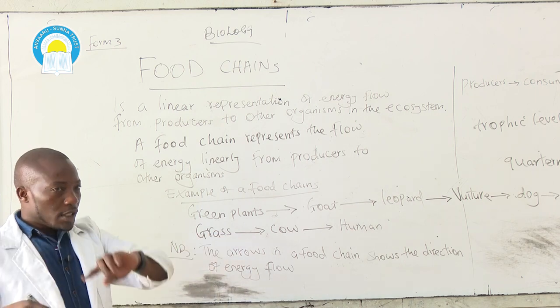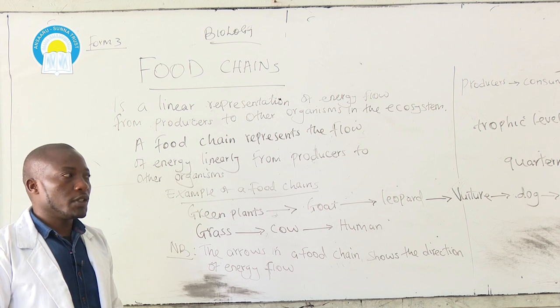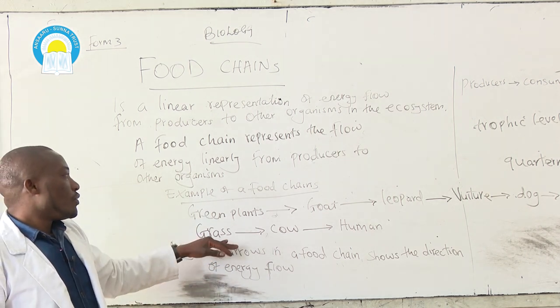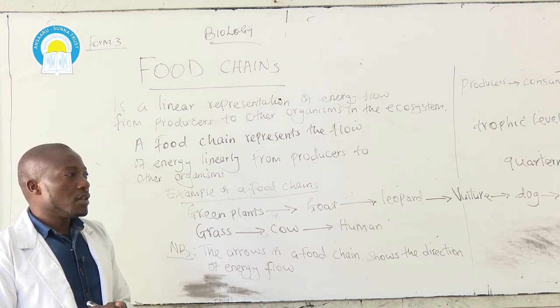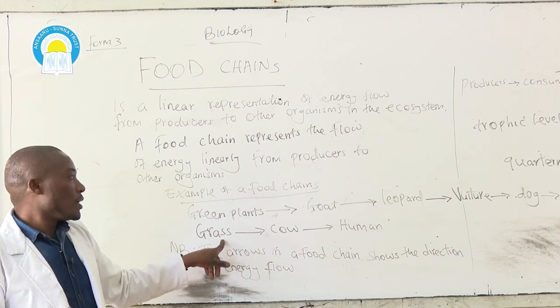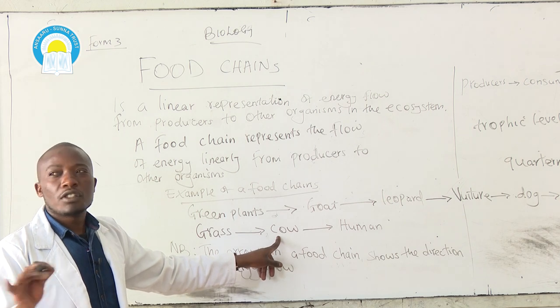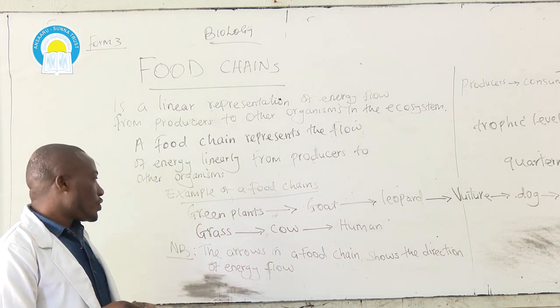That one you check in my presentation in Form 1. I started that topic, nutrition in plants and animals. So that process of photosynthesis. The grass being eaten by the cow being eaten by the human. So in this case, the grass is the producer, the cow is the primary consumer. Just don't say consumer, say primary consumer. The human being is the secondary consumer.